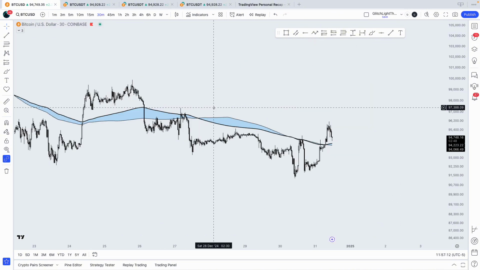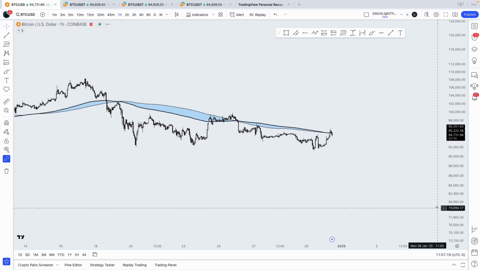So now that we have identified the low time frame trend, let's see if we can identify the high time frame trend. Zooming out to the 1-hour time frame.